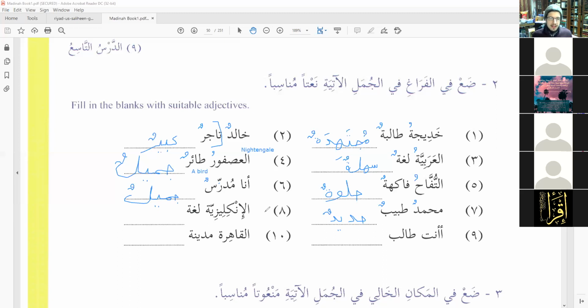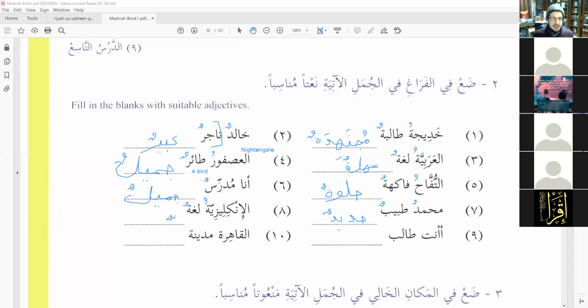Number 8. I hear Brother Muhsin has come. Yes. Assalamu alaikum. Al-Inkliziyatun lughatun sahlatun. MashaAllah. Very good. Except Al-Inkliziya has to have only one dhamma at the end of it. Al-Inkliziyatu too. Oh, Inkliziyatu. Yes, yes, yes. Very good.